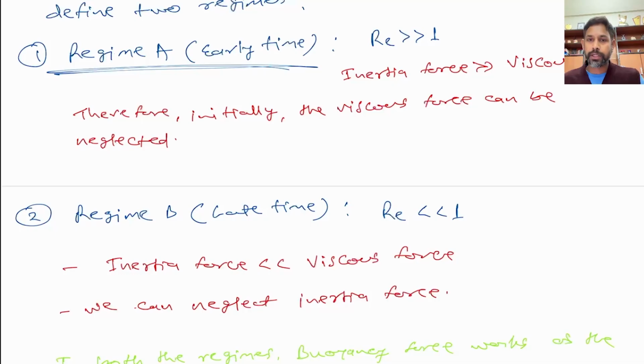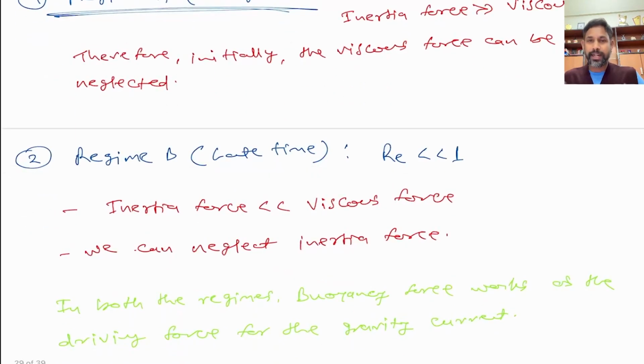Reynolds number is much greater than 1, and that actually means that inertia force is much greater than viscous force, right? That is how we define Reynolds number. And regime 2, that is at late times when gravity current has been moving for a long time, your Reynolds number decreases and becomes smaller than 1. And why is that? Because your velocity is decreasing, right? And gravity current becomes slower and slower with time.